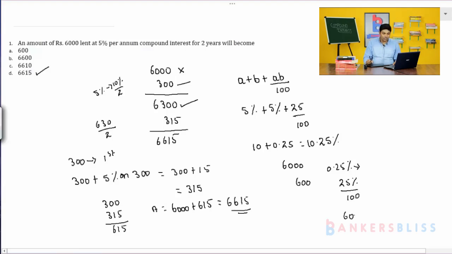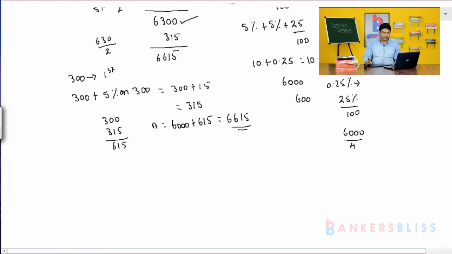25% means 6,000 divided by 4. So 6,000 divided by 4, how much are you going to get? 1,500 you are going to get. Then divided by 100, it is 15. So 0.25% is 15. So altogether you are going to get 6,000 plus 600 plus 15, which is equal to 6,615. So option D is the right answer.